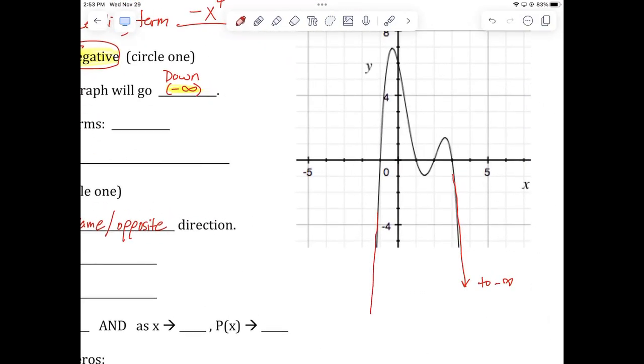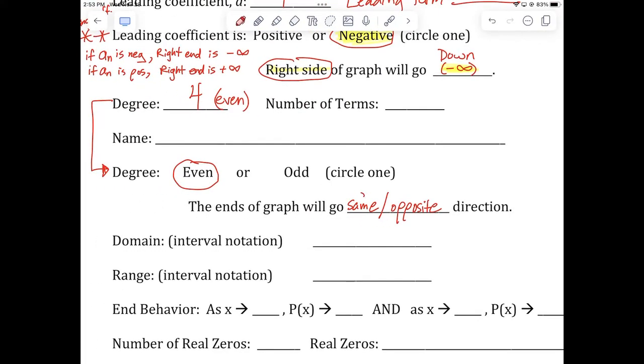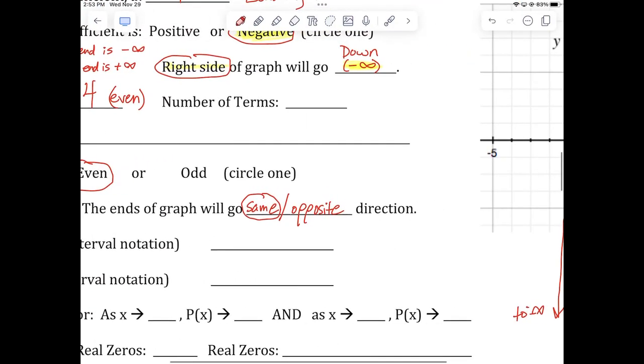What is the left-hand behavior? It's also negative infinity, right? Which means it's the same. So if it's an even degree polynomial, your end behaviors are going to be the same. Let's go ahead and write that right here. If even degree, you're going to have the same end behavior on both sides. Positive infinity on both sides or negative infinity on both sides.